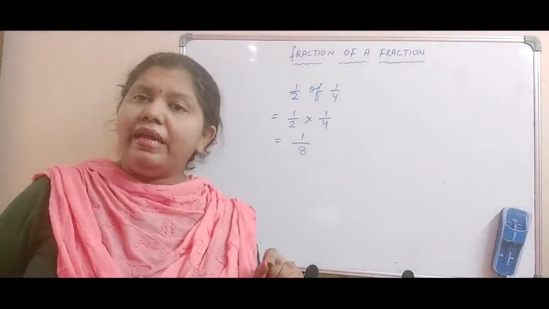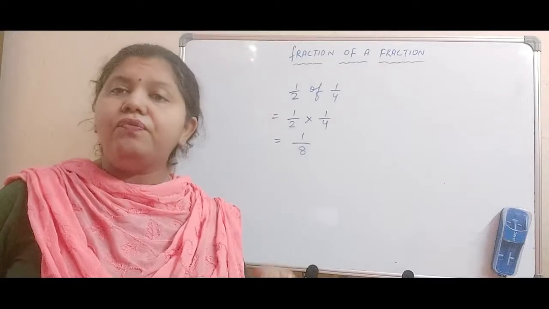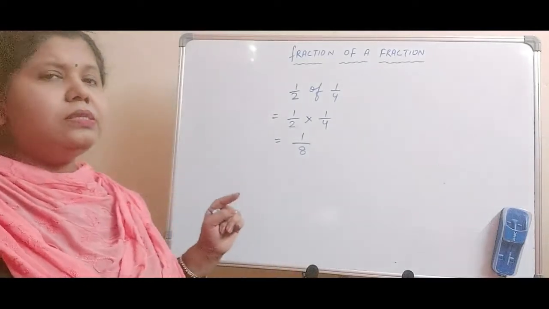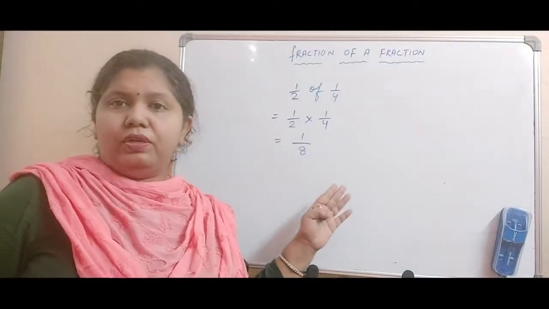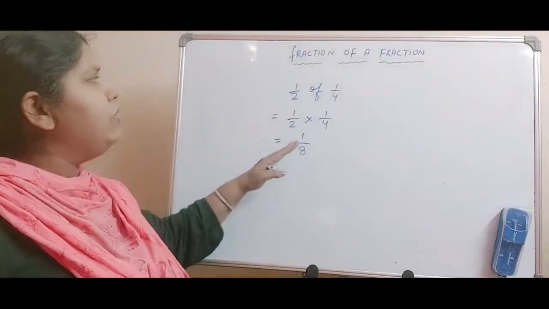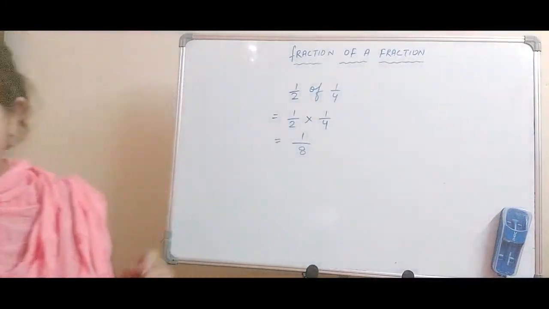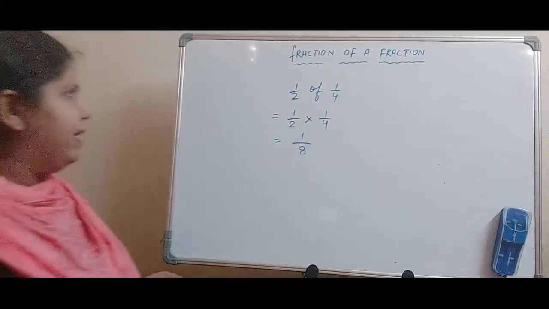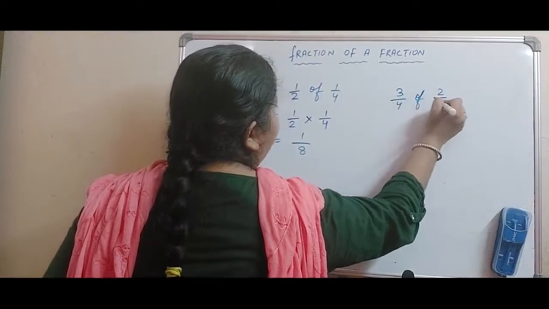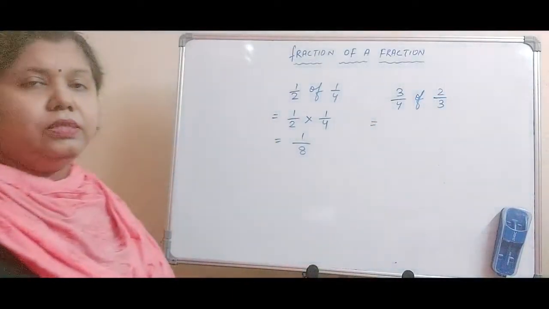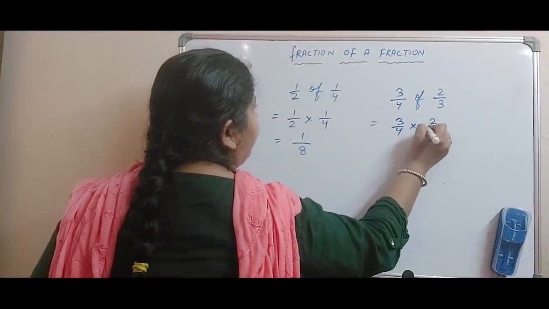Once I told you diagrammatically about the OF operation, that is fraction of a collection. Okay, so this is just the word sums which we will deal with this OF operation. This is just a sum which we did, half of 1 by 4. Similarly, you can also do like 3 by 4 of 2 by 3. What does this mean? This means again 3 by 4 into 2 by 3.